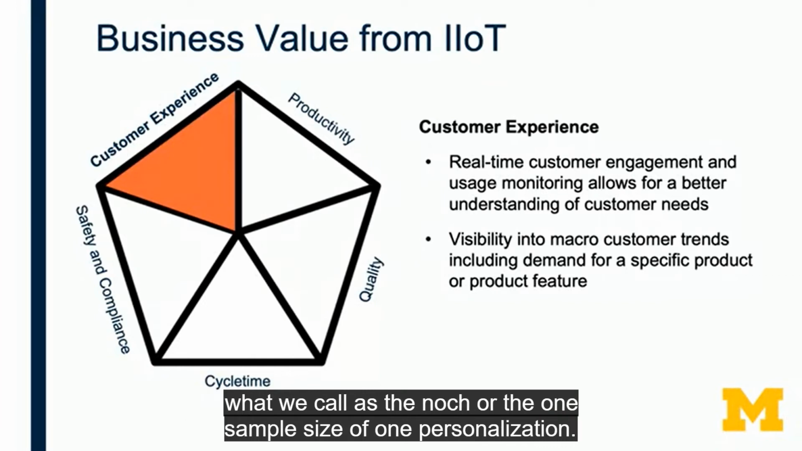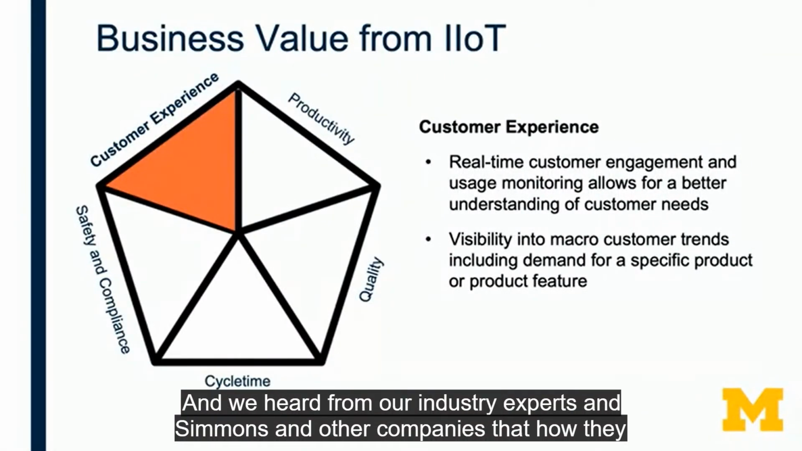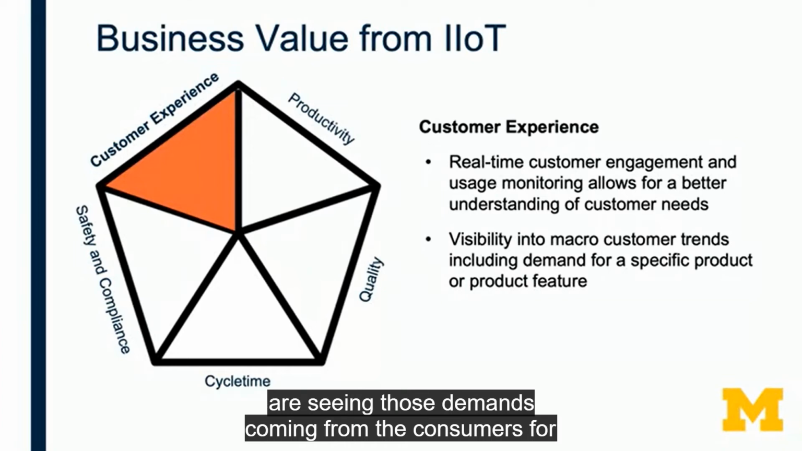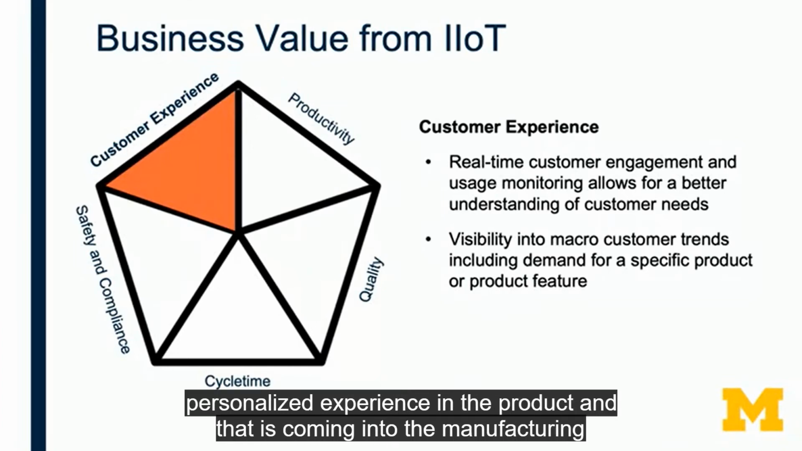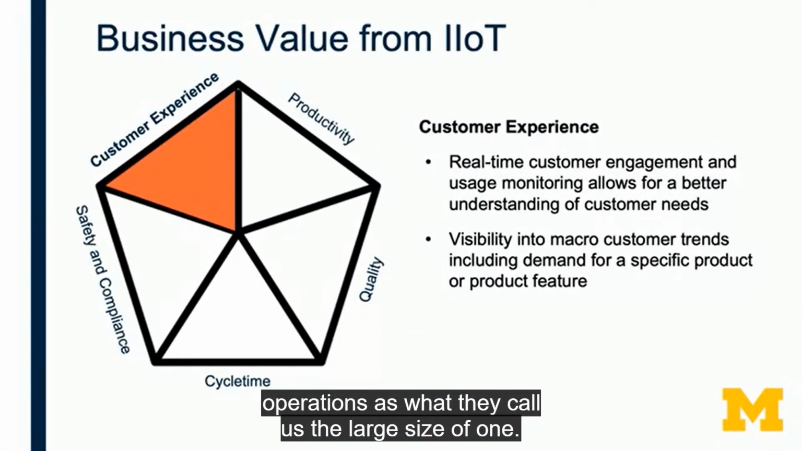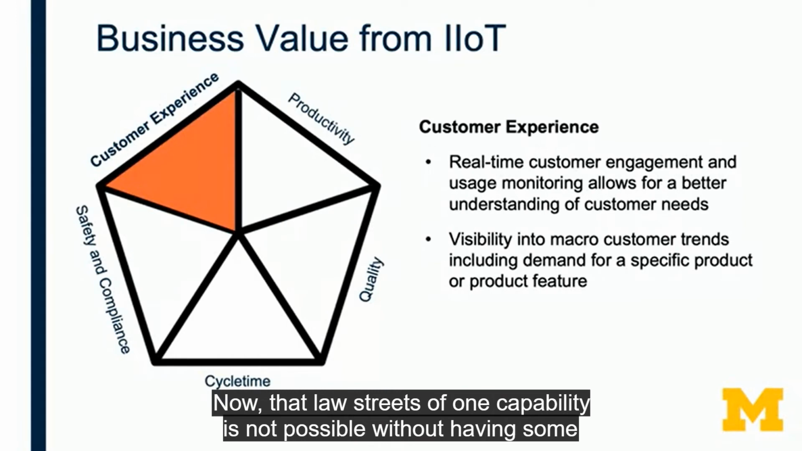And we heard from our industry experts at Siemens and other companies how they are seeing those demands coming from the consumers for a personalized experience in the product. And that is coming into the manufacturing operations as what they call a lot size of 1. Now, that lot size of 1 capability is not possible without having some intelligent IoT applications put in place.